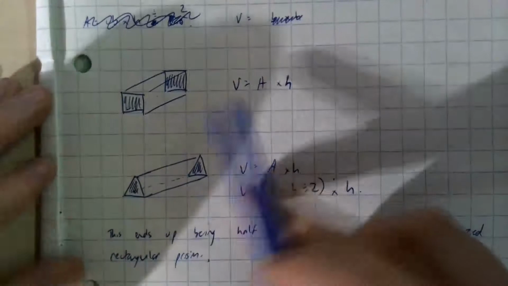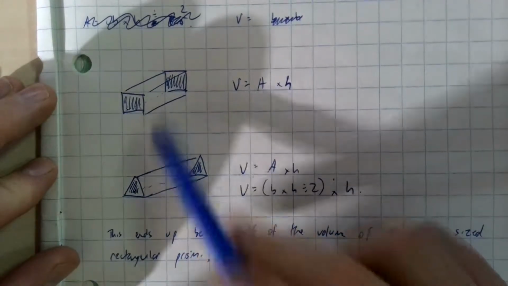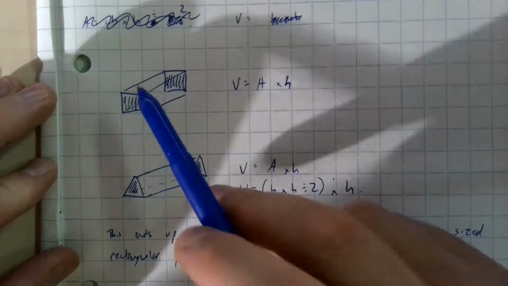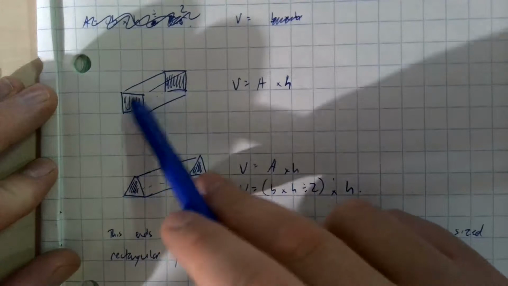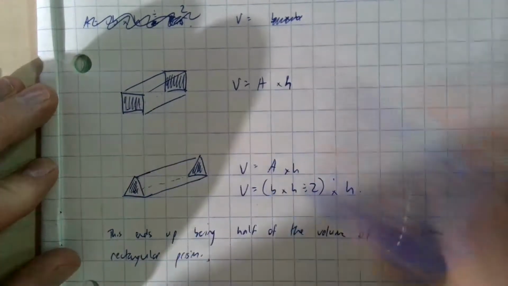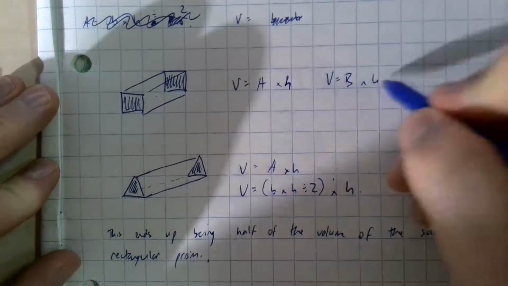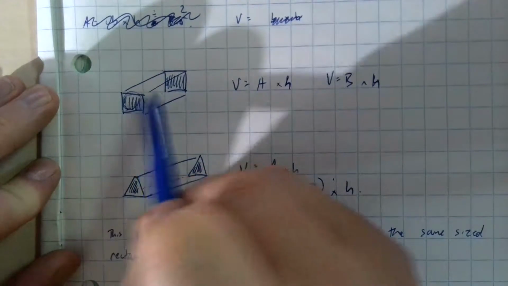So here I have two drawings. I have this rectangular prism, and this is a triangular prism. I want to find the area of the base, which is right here. That's this. And then I'm going to multiply it by its height.